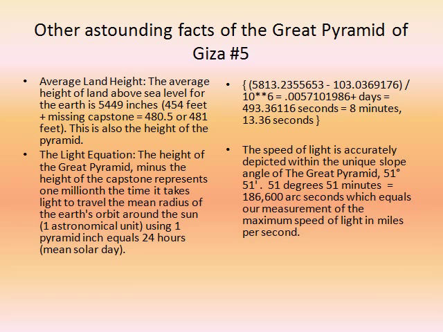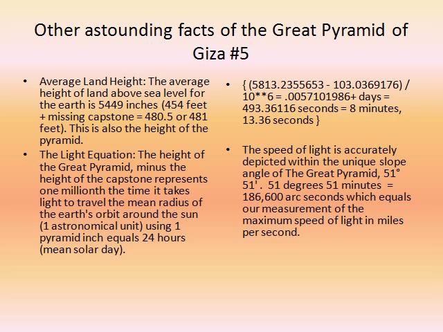The average land height of the Earth above sea level is approximately 5,449 inches, or 454 feet, plus the missing capstone would equal 480.5 feet, or 481 feet. This is also not only the height of the pyramid, but in point of fact, the average land height mass throughout the Earth, excluding its oceans.